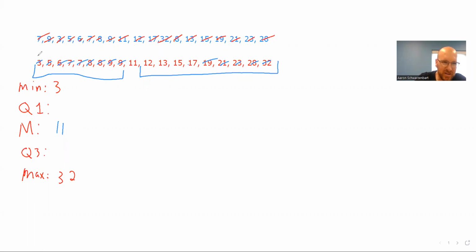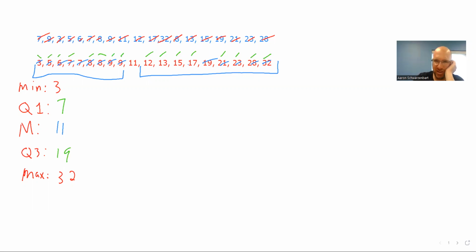So I'm going to now find the median of the lower half. Find the middle number here. Middle number looks to be 7. Now, important, with an odd data set, I did not include the median. The median is not in the lower half or the upper half. So I'll find Q3, the median of the upper half. And that appears to be 19.